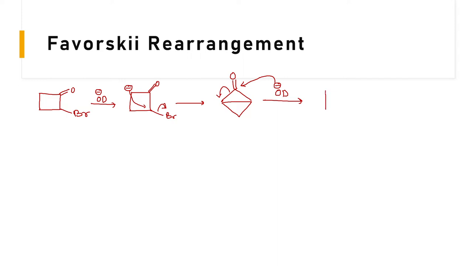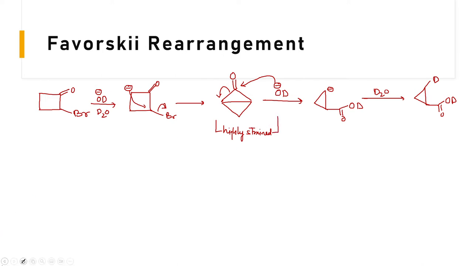And eventually you would try to create this negative charge. And let's say this OD minus is present with D2O, so you react with D2O and make this. You will make something like this. Please remember that this mechanism is not observed. Okay, we do not observe this mechanism. Why do we not observe this mechanism? Because this is a highly strained system and therefore this mechanism is not being followed. What actually happens is a kind of a semi-benzylic mechanism.